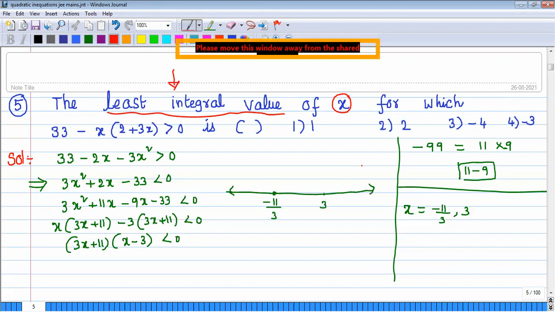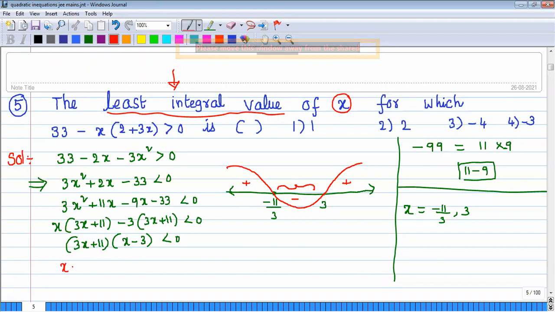So now, wavy curve method, plus minus. So plus, we need to consider the solution here. That means x belongs to, this is open only, (-11/3, 3). So now the least integral value, 11 by 3.